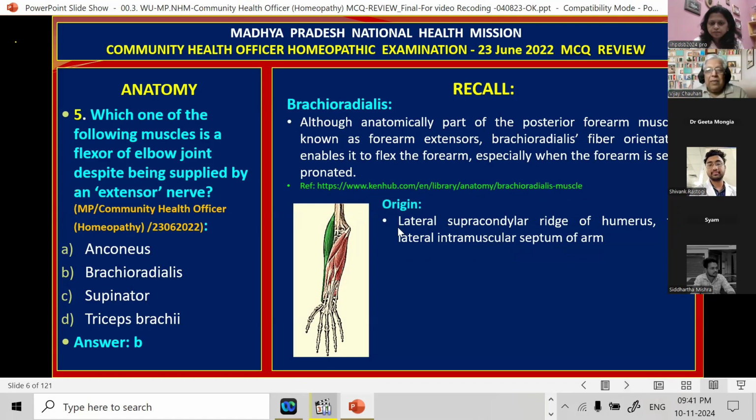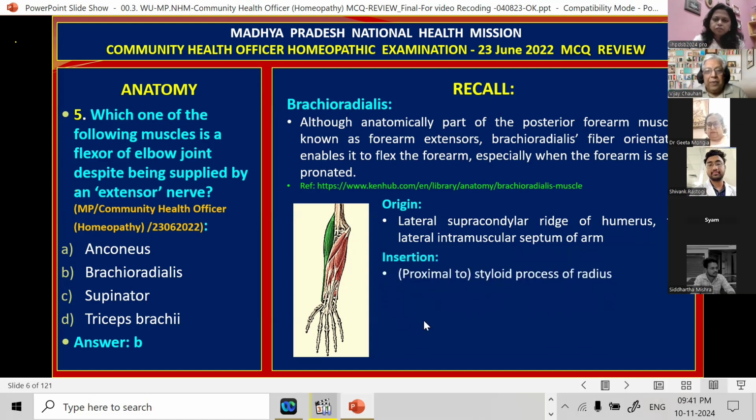Yes. Origin is lateral supracondylar ridge of the humerus, the lateral intermuscular septum of the arm. This is medial condyle. This is lateral condyle. So all muscles which are coming from the medial condyle, they are flexors. Wrist के flexors हैं सारे के सारे. They are flexors.